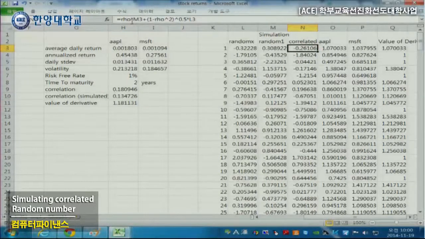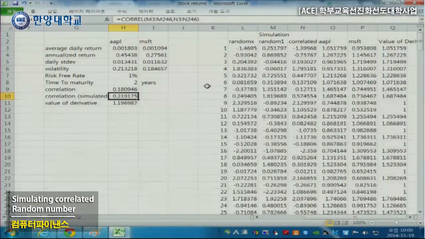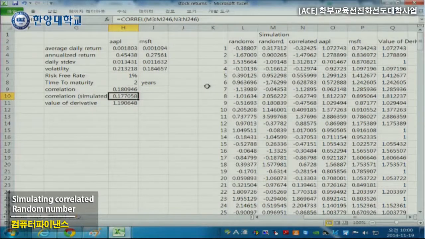See the formula, rho times the first one plus the square root of 1 minus rho squared times the second, okay? Something like this. So, of course, it is not exactly 18%, because I have only around 200 simulations. If it is 200,000 times, it should be a lot closer to 18%, which you can do with Visual Basic.